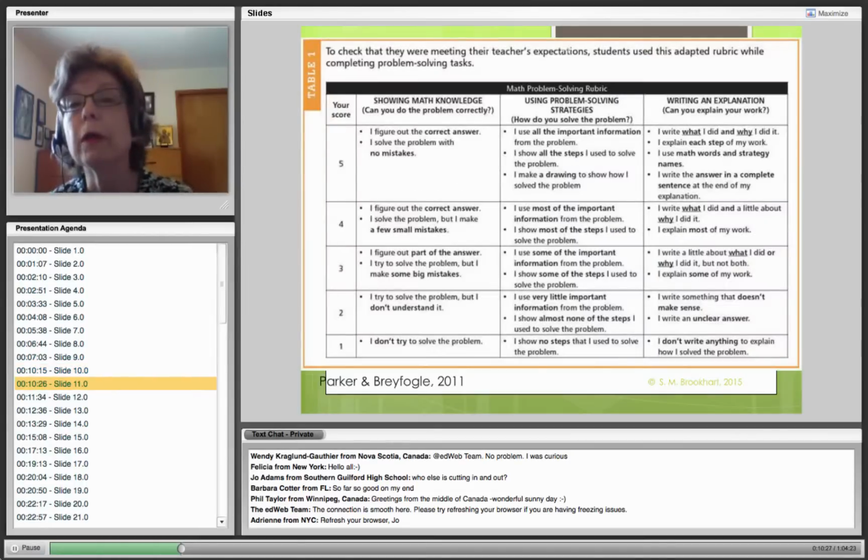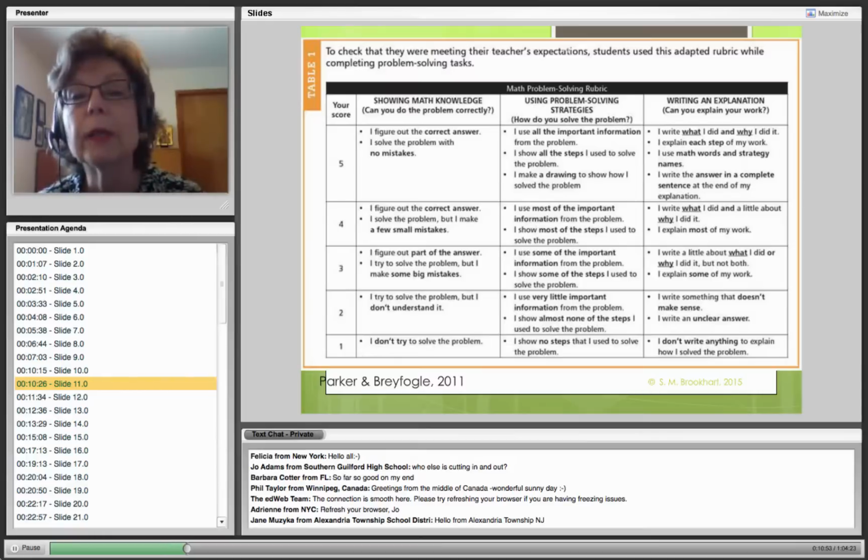Here is an example. You might want to use that maximize button because the print is tiny, but this is a very excellent rubric that was used with elementary school children. I think they were 5th graders, because the students were having trouble writing an explanation for their mathematical work. And if you notice, there are 3 criteria. In this case, the criteria are across the top: showing math knowledge, using problem-solving strategies, and writing an explanation.